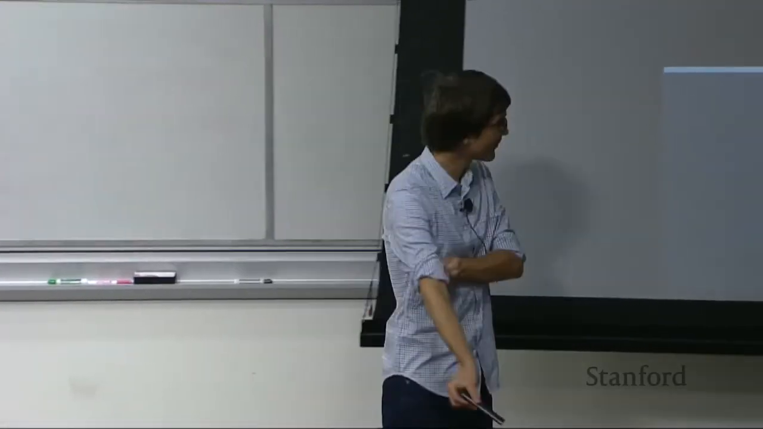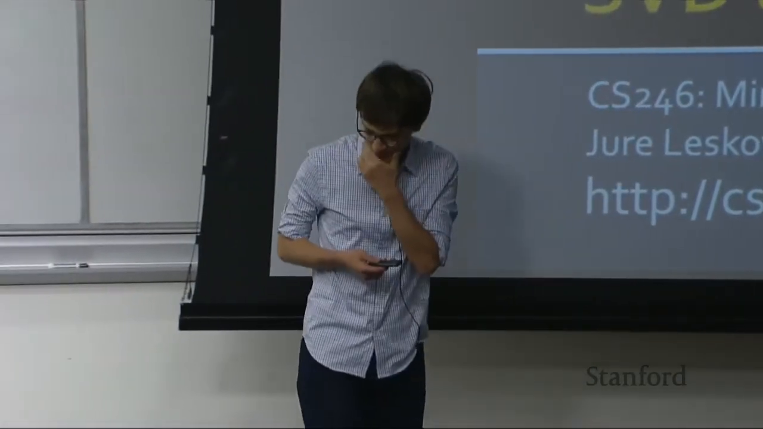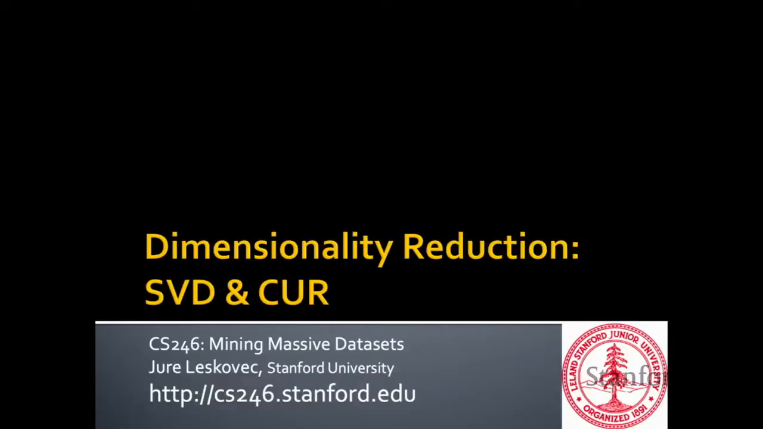So today we will be talking about dimensionality reduction. And we'll talk about two methods. One is called the singular value decomposition and the other one is called the CUR decomposition. Both these methods have the idea that we want to reduce the dimensionality of the data. And this will become very handy next week when we talk about recommender systems.